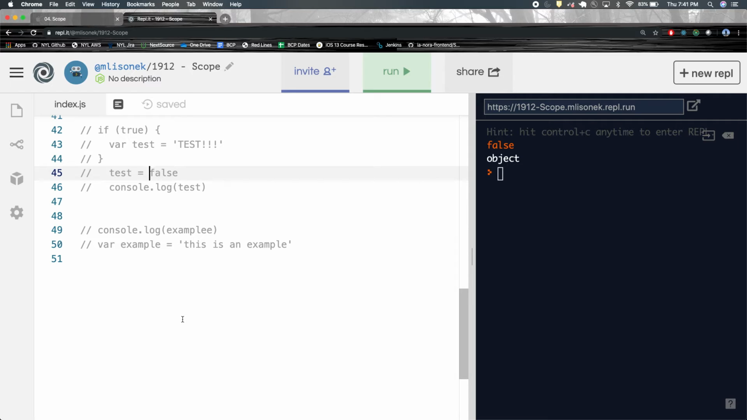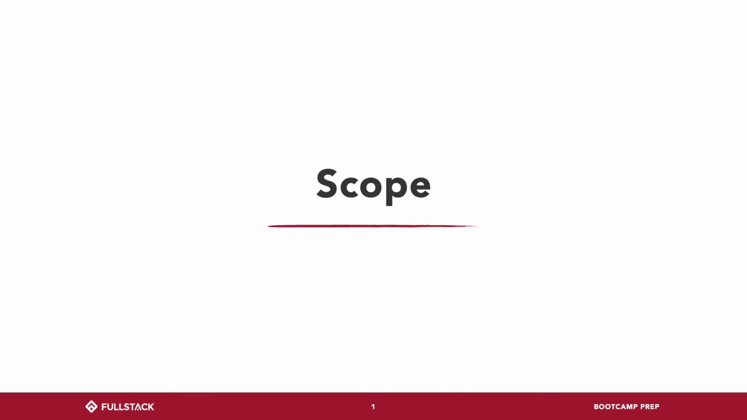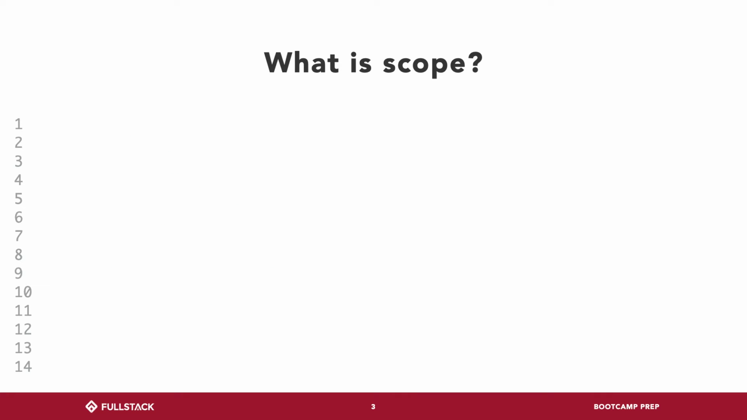So, let me go through the slides. And we will go over all of this again, all right? I lost some time, so I'll do this quickly. So yeah, we're going to do what is scope, types of scope, functions and hoisting, and scope best practices, right?